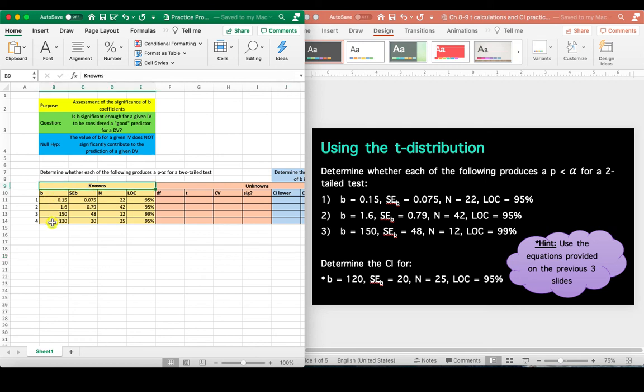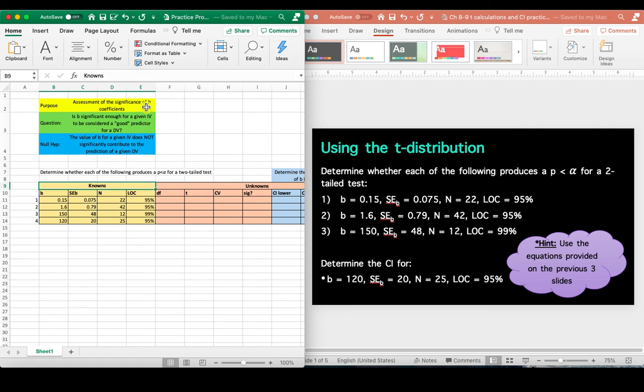Okay, so in this spreadsheet, you can do something similar, but I've organized what my known information is, right? So I know my b values, my standard error of the slope, which is b, as well as my sample size and the level of confidence I'm operating at. Up here is just a reiteration of some conceptual stuff that has been covered in the lecture, as well as the activity and the flowchart videos.